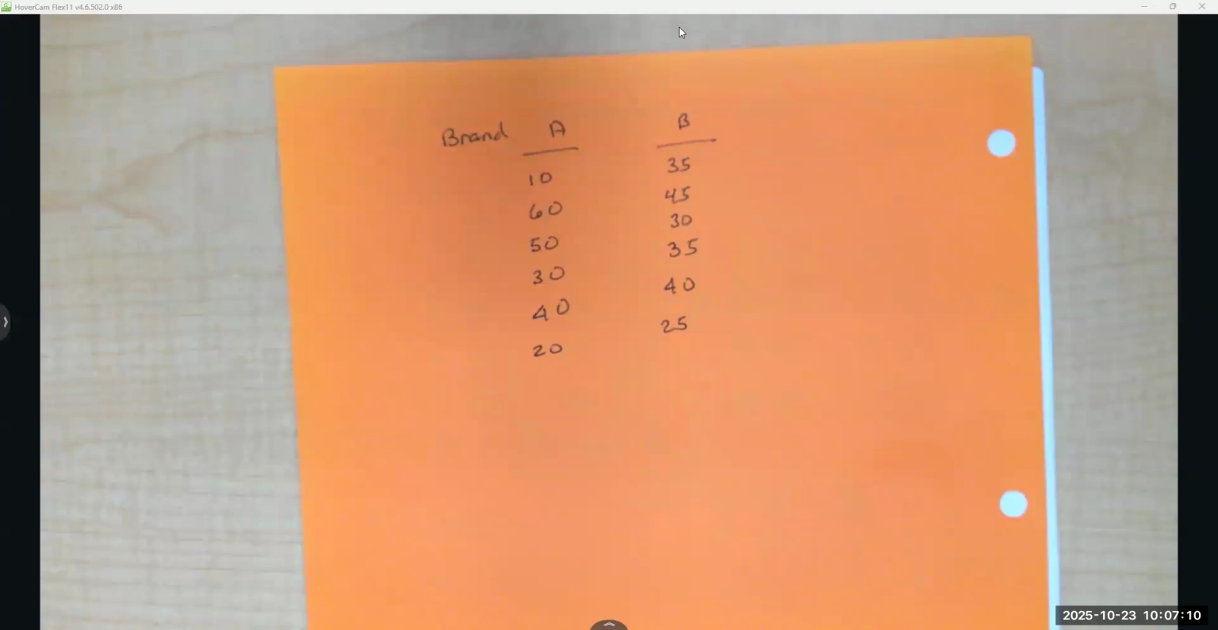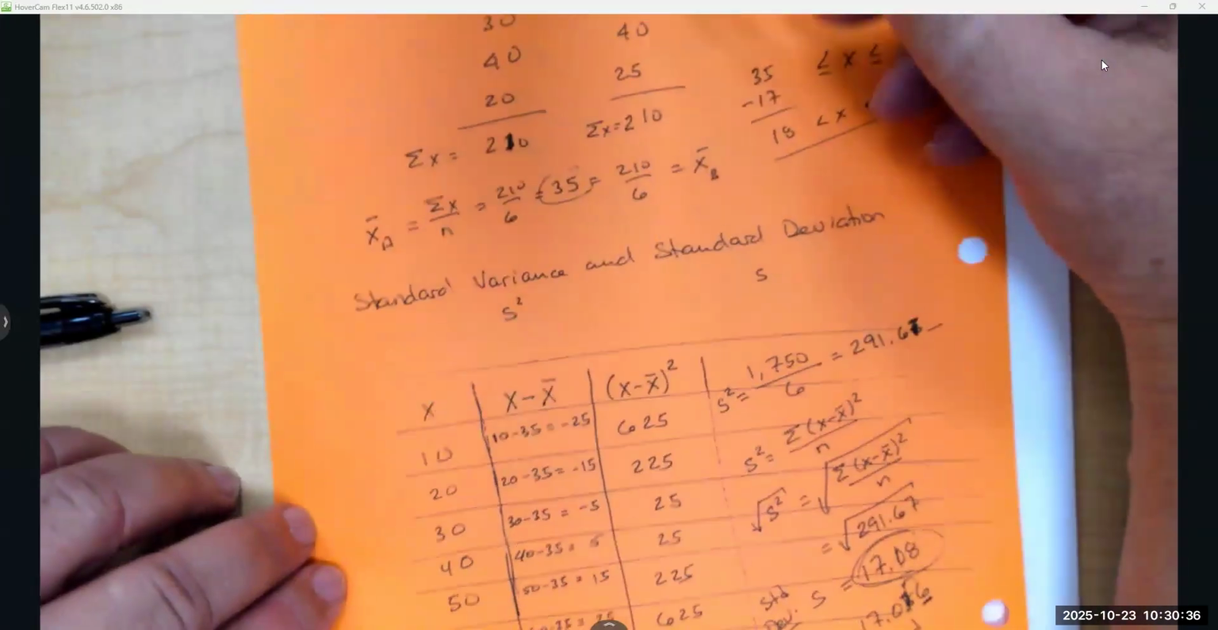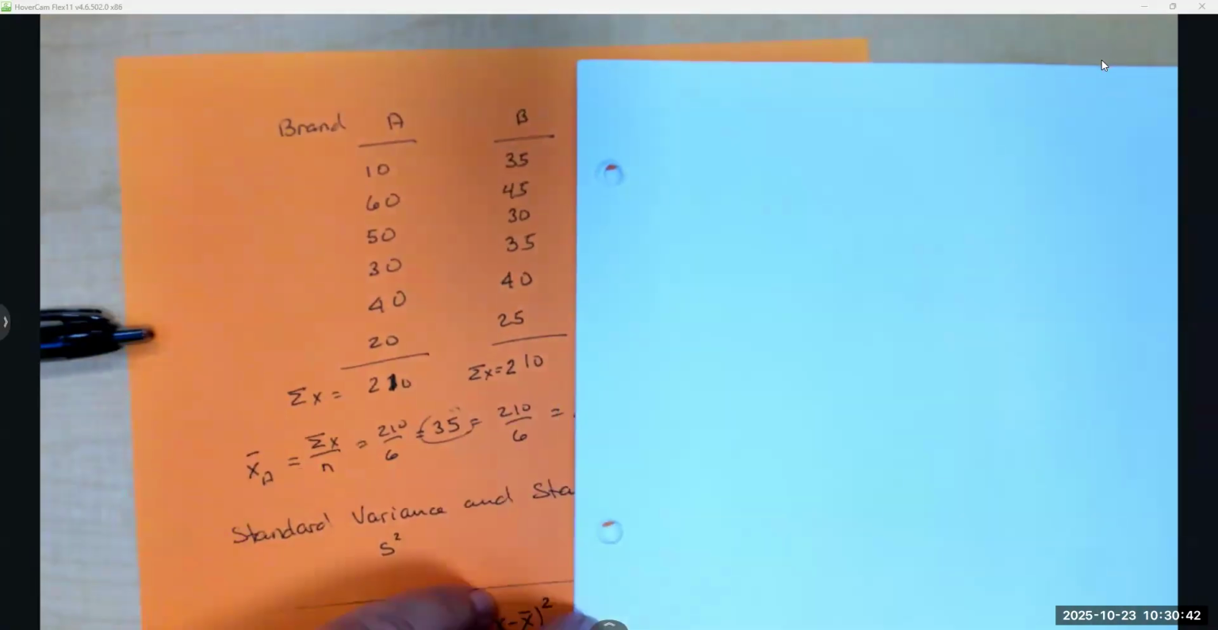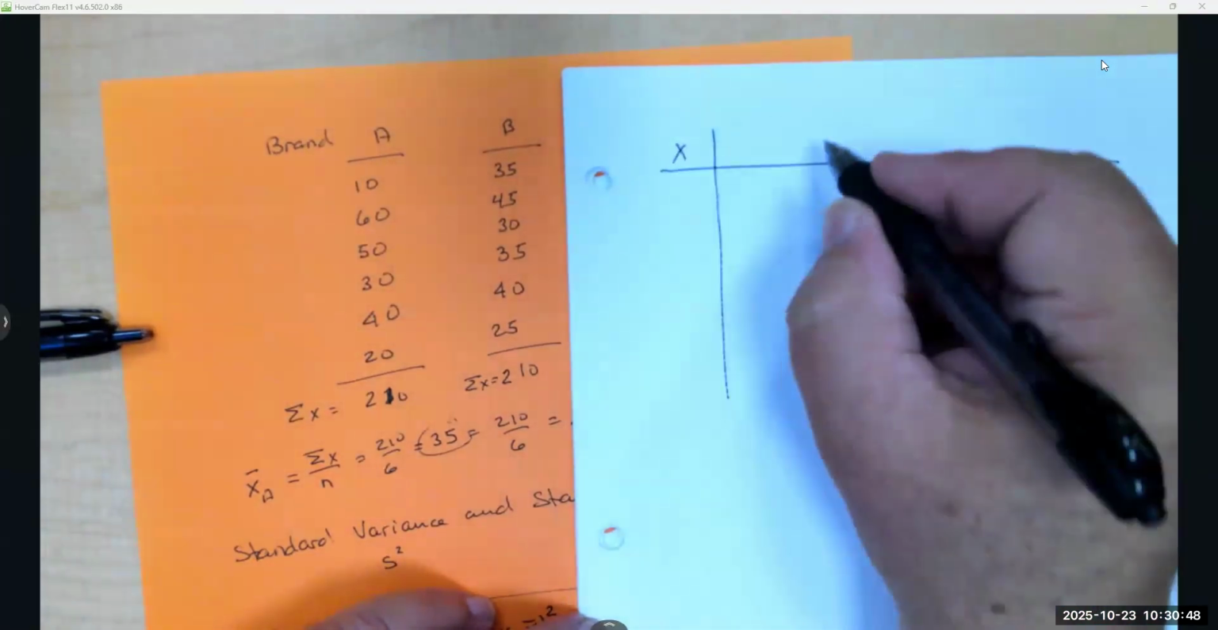Because it holds a more consistent weight. You haven't done any work yet. You just looked at it. I'm going to give you something much more difficult in a second. I just want to show you that you can practice this. Let's do brand B. We'll use this data set for brand B. So here's our data.